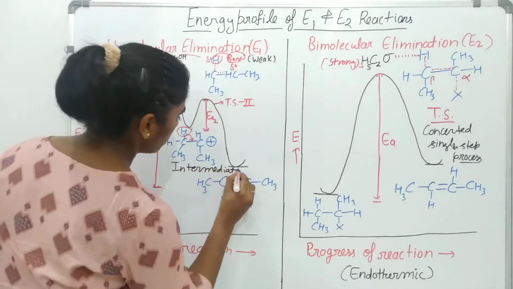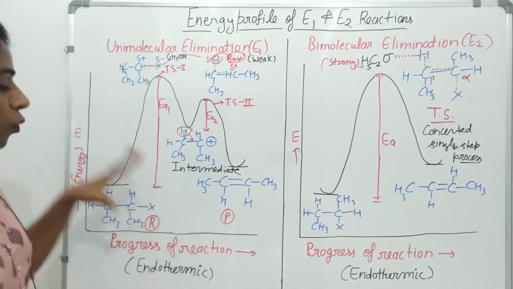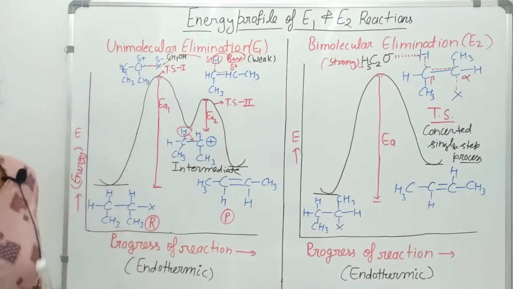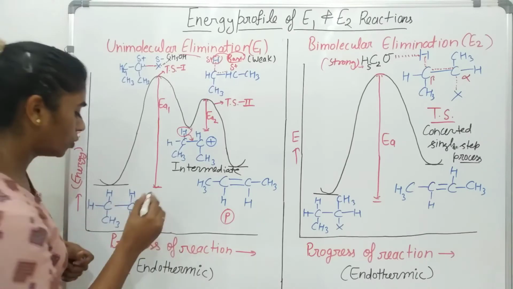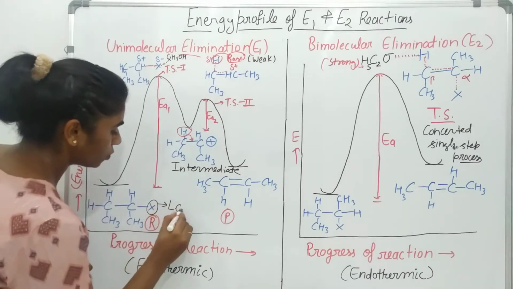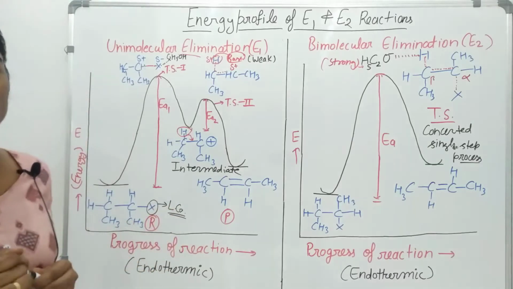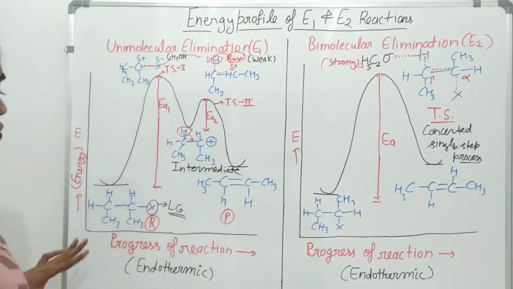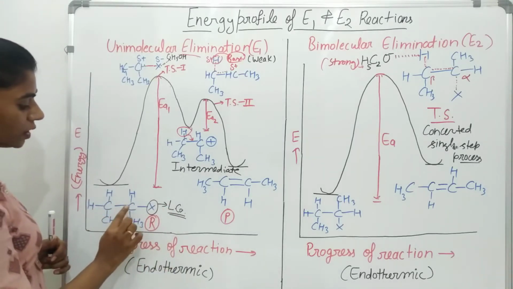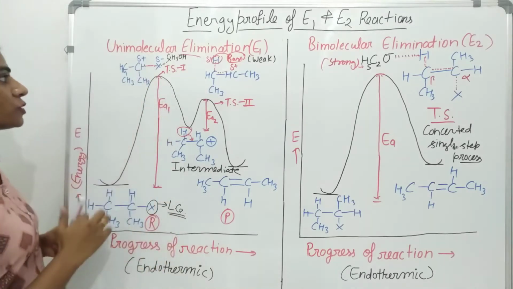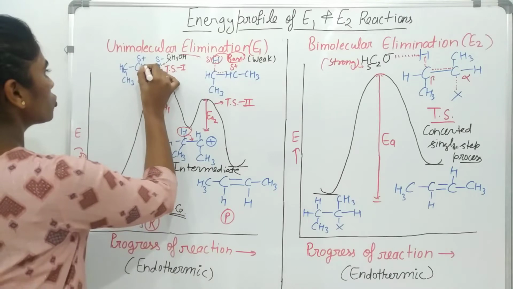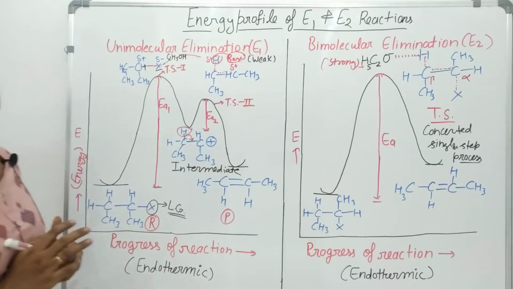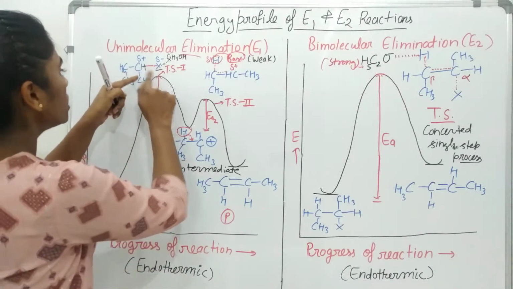Okay, so before this intermediate, what happens? This carbon and halogen bond is going to be weak, and we can consider the halogen as a leaving group. This leaving group is going to be removed from this carbon atom, because there is a difference in the electronegativity between carbon and halogen. So here you see that this leaving group is going to be detached from this carbon. So how is this bond going to be weakened?